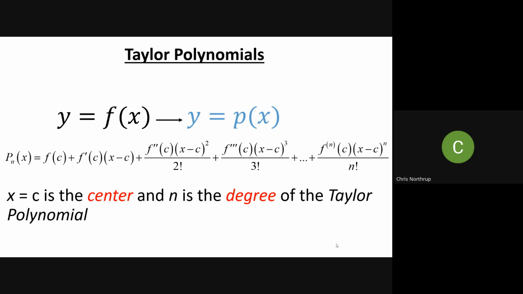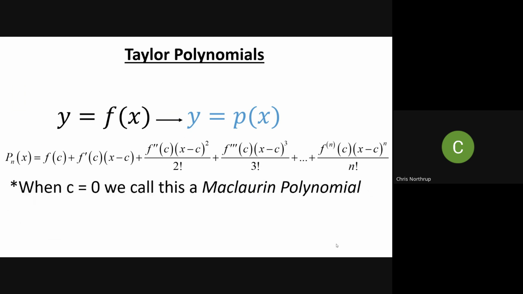And depending on the degree, which is either given to us or we choose in any given problem, that'll tell us how many derivatives we have to take. Also, if the point in common, or that center, is 0, we actually call this a Maclaurin polynomial. So let's see graphically how this is going to work out.